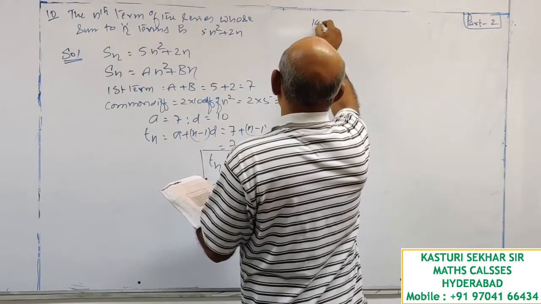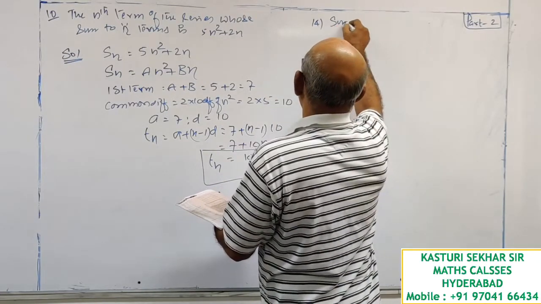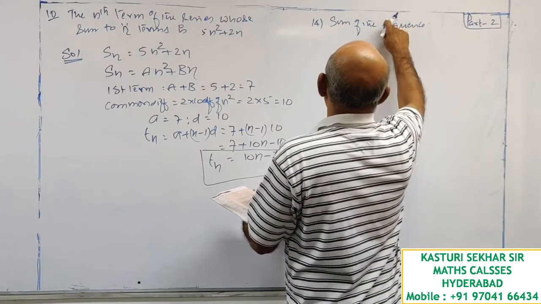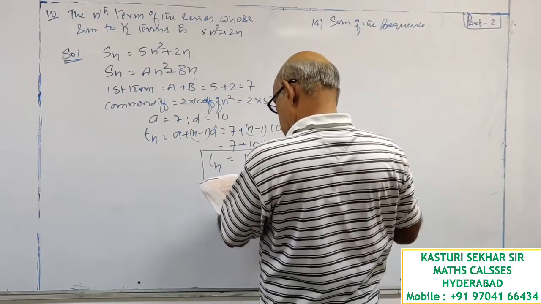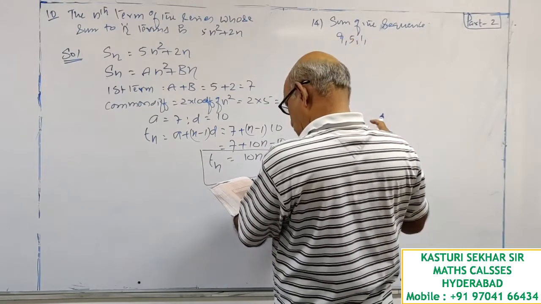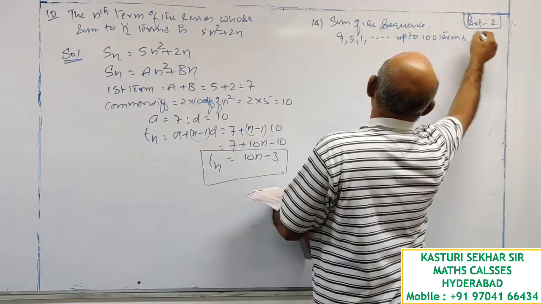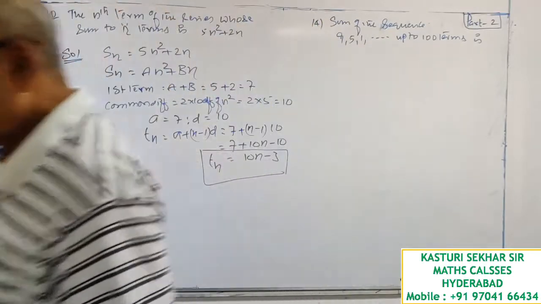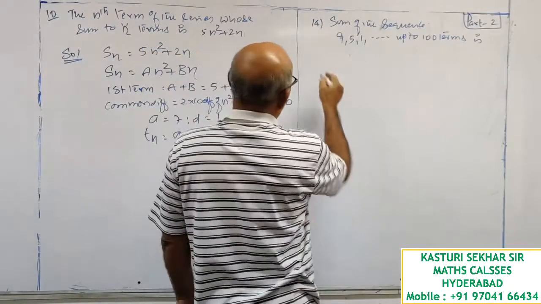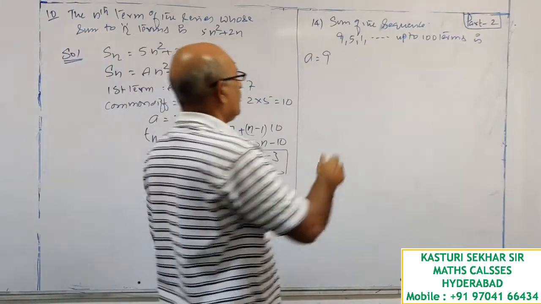Now look at the 14th question. The sum of the sequence 9, 5, 1, etc. up to 100 terms is, once again here I have to calculate the sum. See sir, a is equal to 9. The first term of the sequence is equal to 9.